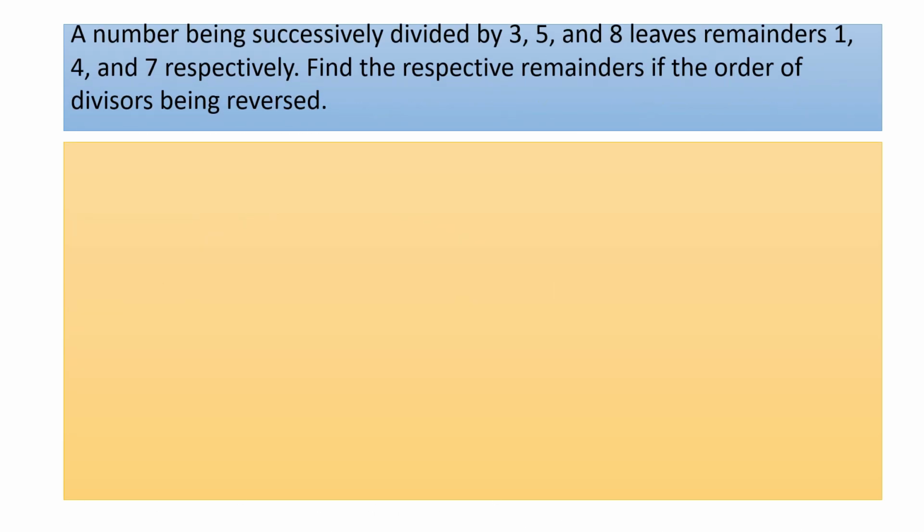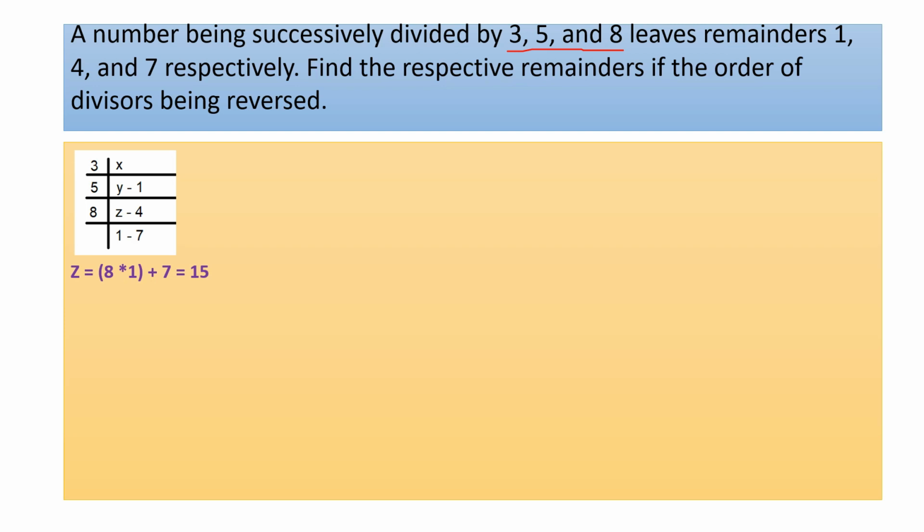Let's move on to the next problem. I am reading the problem statement. A number being successively divided by 3, 5 and 8 leaves remainders 1, 4 and 7 respectively. Find the respective remainders if the order of the divisors is reversed. Let's see the solution.